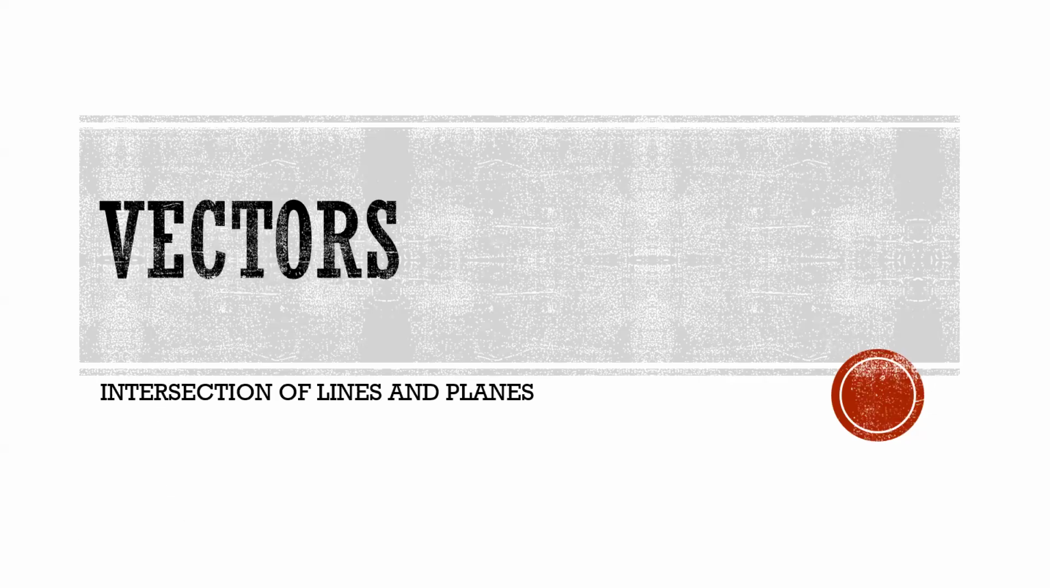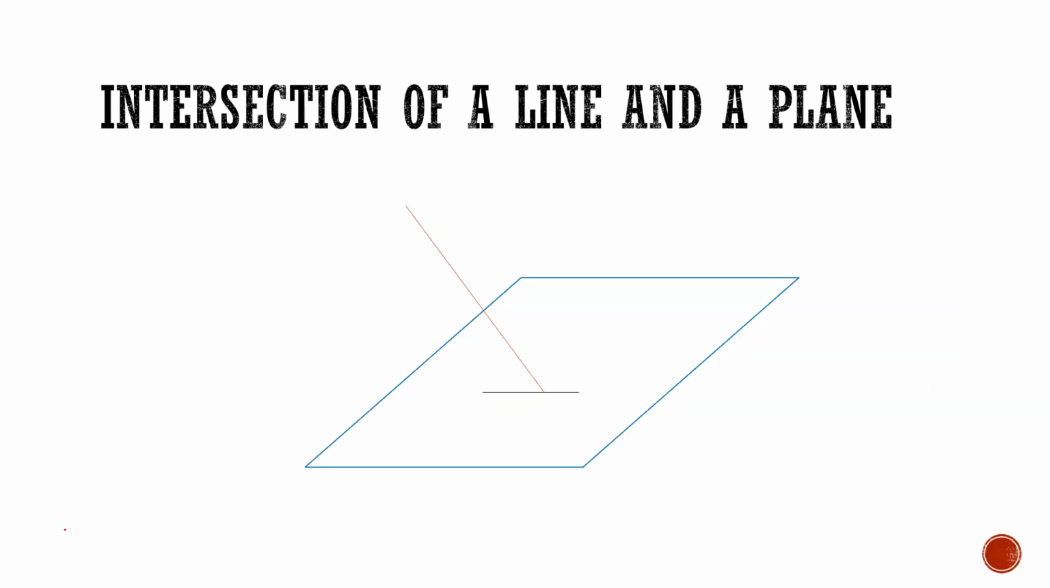In this video, we shall be looking at the intersection of lines and planes. Now, first, we look at the intersection of a line and a plane. When a line and a plane intersect, they intersect in a point, and that point of intersection lies on both the line and the plane. Therefore, it must satisfy both the equation of the line and the equation of the plane.